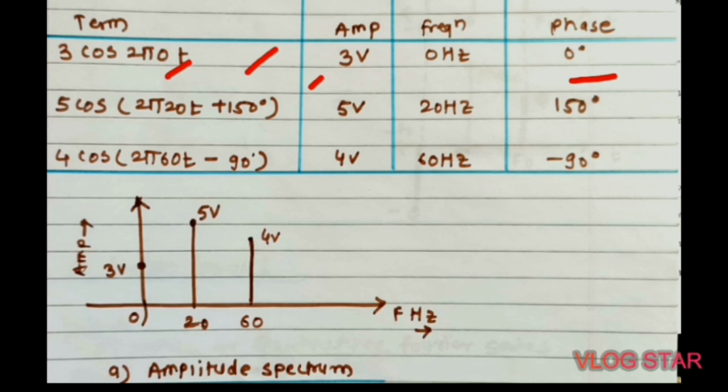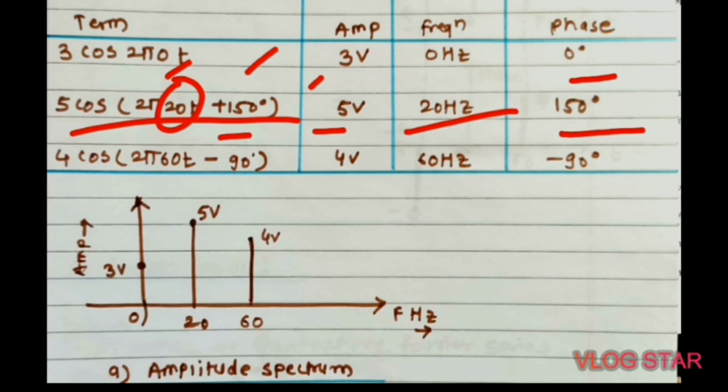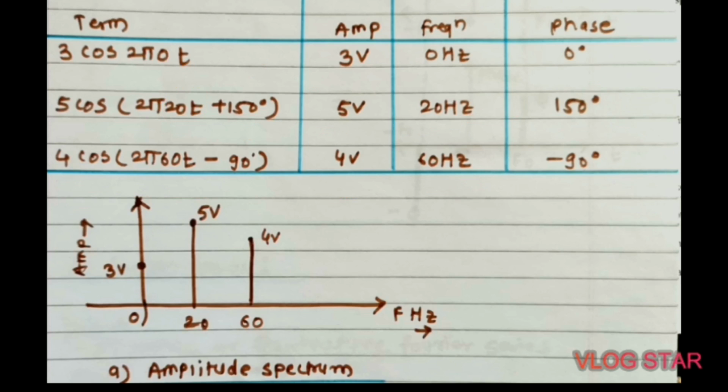Second, for 5 cos 2 pi 20 t plus 150 degree, the amplitude is 5 volt, the frequency present is 20 hertz, and the phase shift is 150 degree. Then the next, 4 cos 2 pi 60 t minus 90 degree: the amplitude is 4 volt, frequency 60 hertz, and phase is minus 90 degree. With the help of this table we can plot the line spectra as shown in this figure.